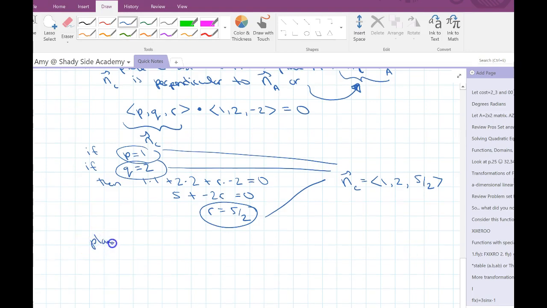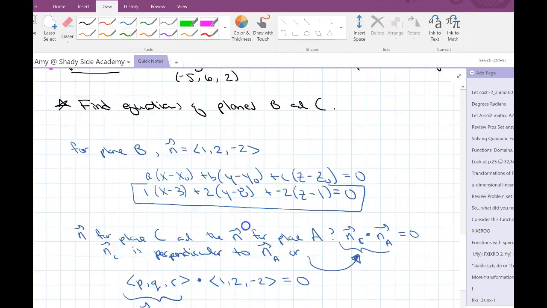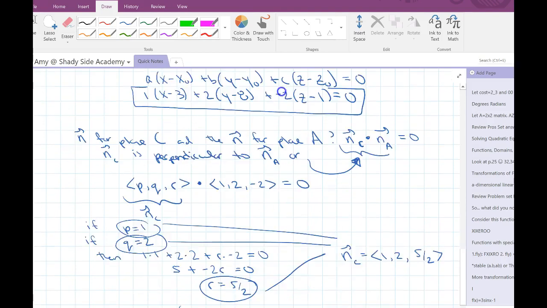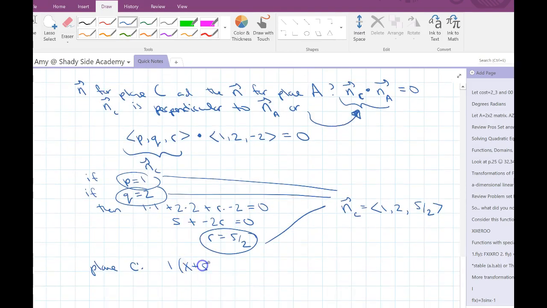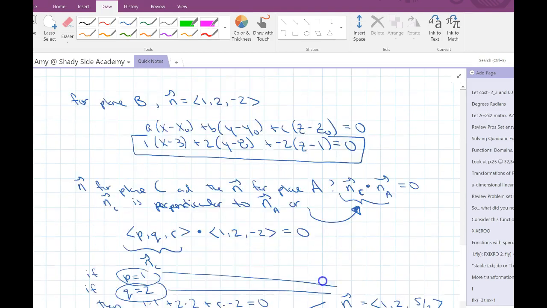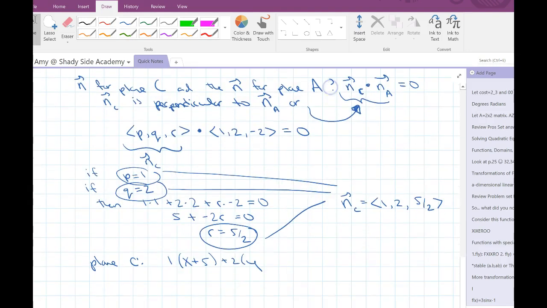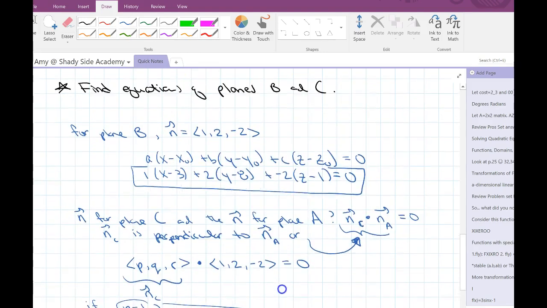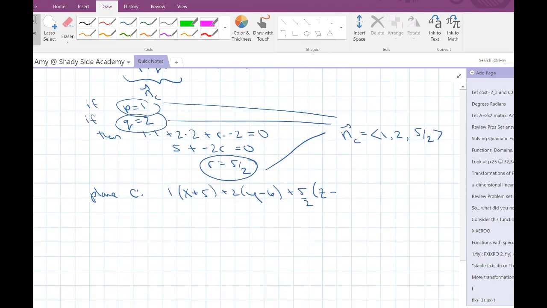So my equation of plane C will look like 1 times x minus, what was the point I wanted you to go through for plane C? 1 times x plus 5, okay, plus 2 times y minus 6, plus 5/2 times z minus, was it z minus 2? Z minus 2. Z minus 2 equals 0. Ding, ding, ding. And here we go.